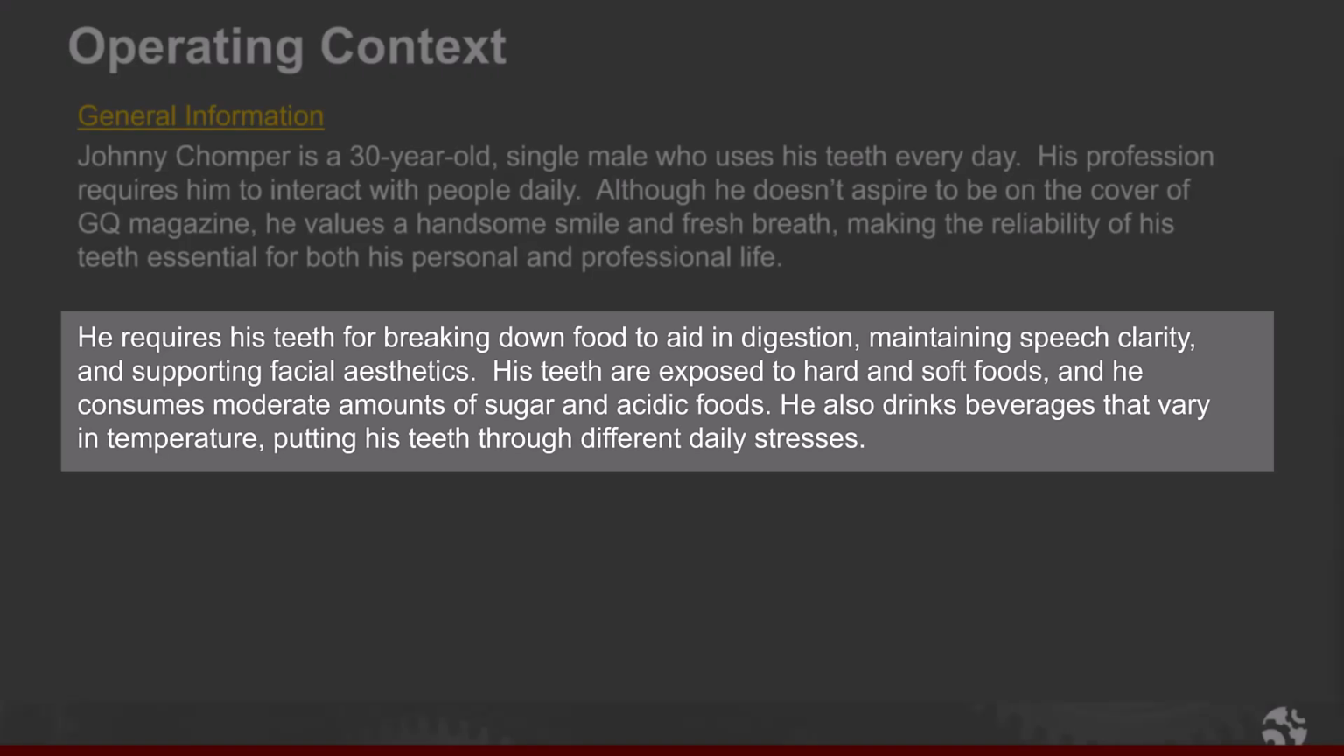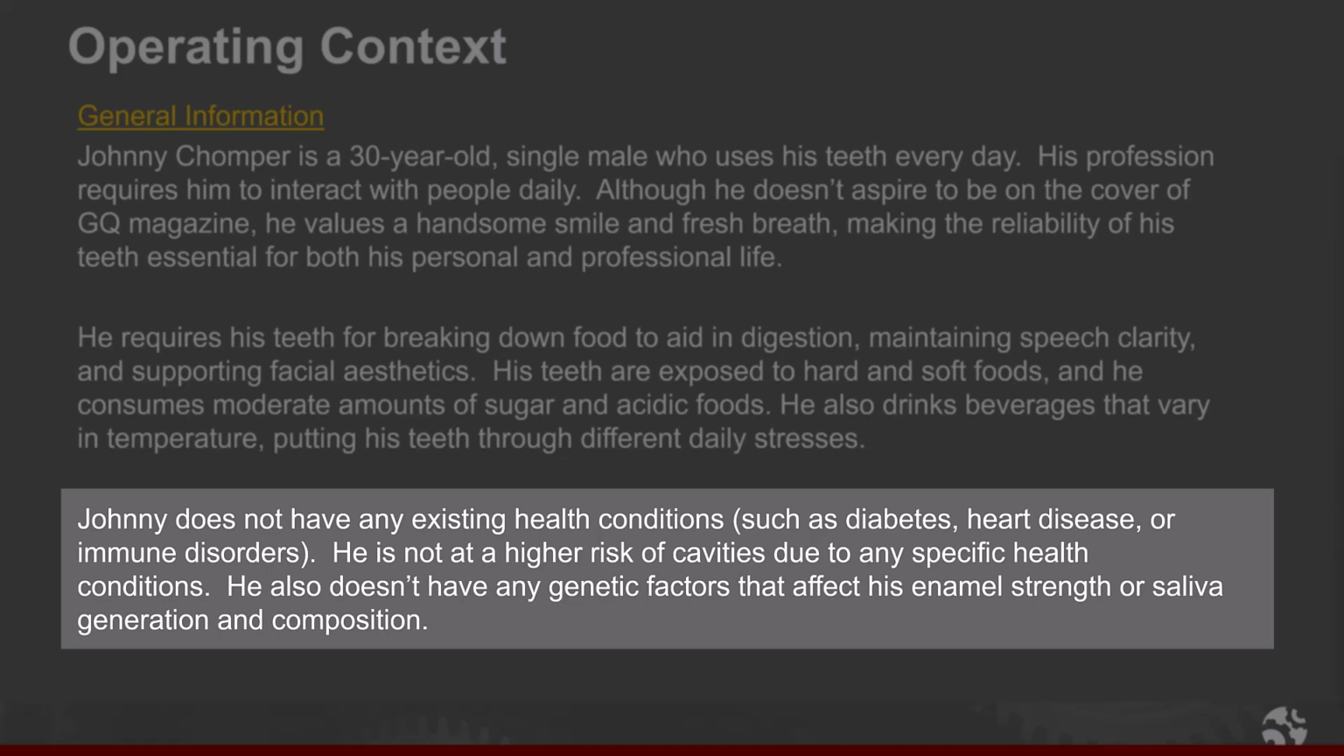He requires his teeth for breaking down food to aid in digestion, maintaining speech clarity, and supporting facial aesthetics. His teeth are exposed to hard and soft foods, and he consumes moderate amounts of sugar and acidic foods. He also drinks beverages that vary in temperature, putting his teeth through different daily stresses. Johnny does not have any existing health conditions, such as diabetes, heart disease, or immune disorders. He is not at a higher risk of cavities due to any specific health conditions. He also doesn't have any genetic factors that affect his enamel strength or saliva generation and composition.